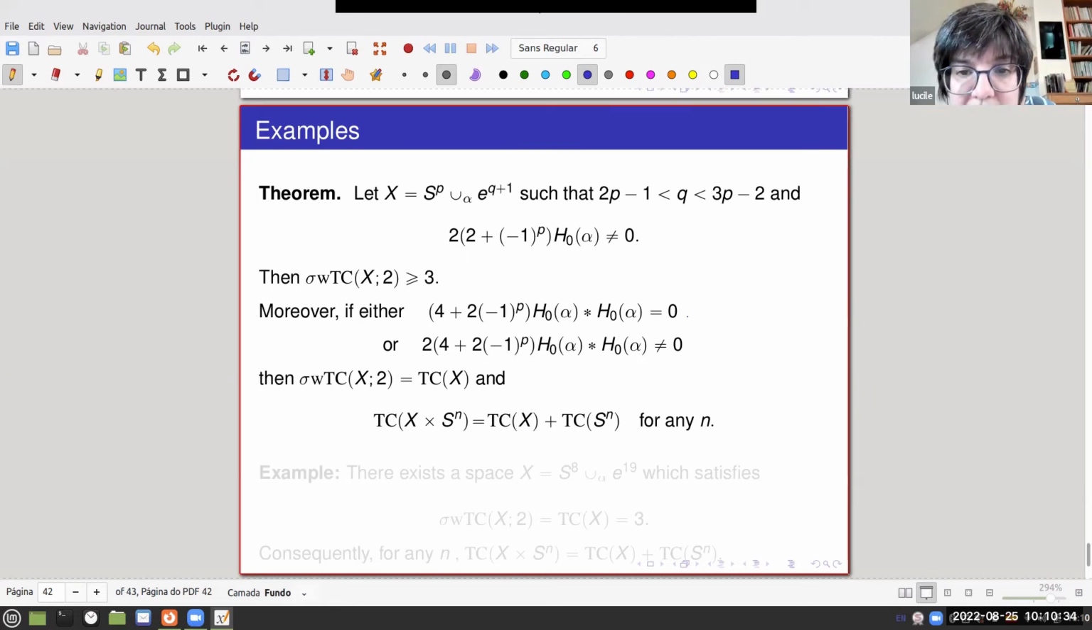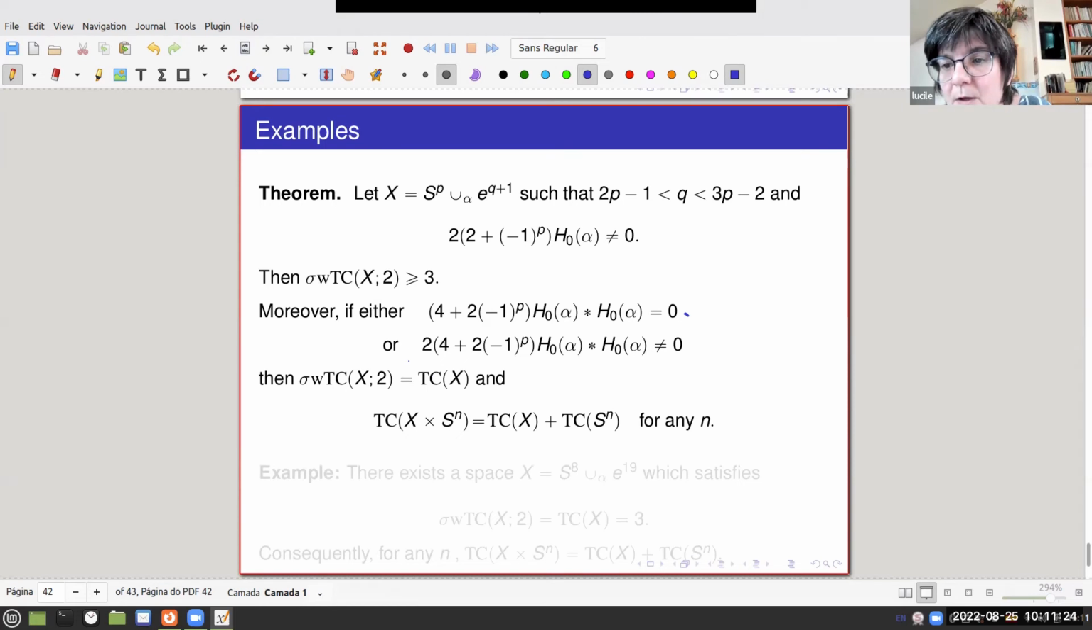Okay, and so let me note that here in these cases, by the work of Rudyak and Mark, we could say that TC is less than or equal to three. So this is direct in these cases. We will have that sigma weak TC will be equal to TC. Okay, but when it is not zero, TC will be four, but we cannot deduce immediately that the sigma weak TC will also be equal to four. Okay, and then to guarantee that, we need to multiply once again our condition here by two.